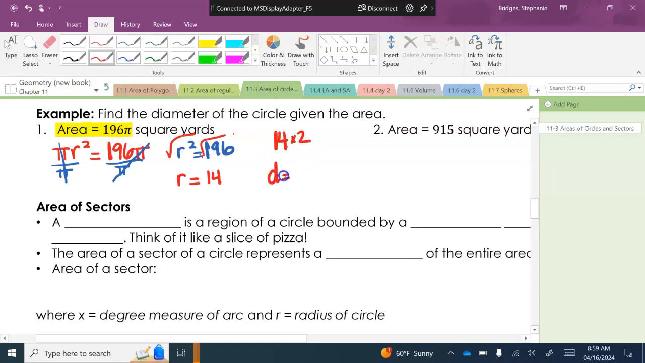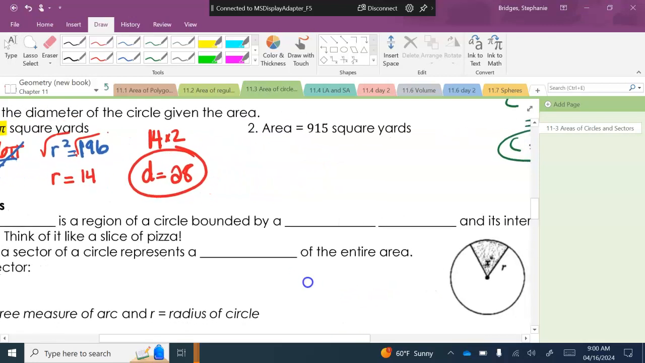And so my diameter is going to equal 28. So we had to work backwards to find a missing measurement. That's a good question they like to ask on the EOC, which is less than a month away now. May 8th is when we take that. Are we kind of okay there? Somewhat? Okay. All right, let's look at the next one.